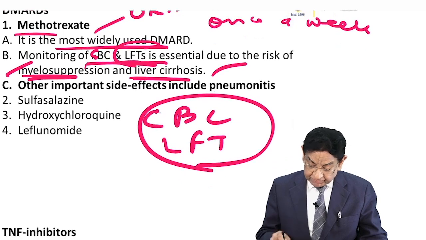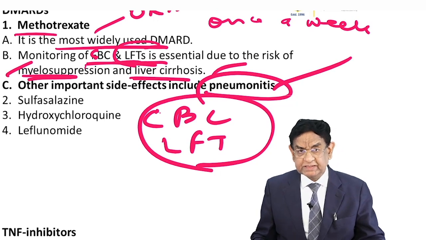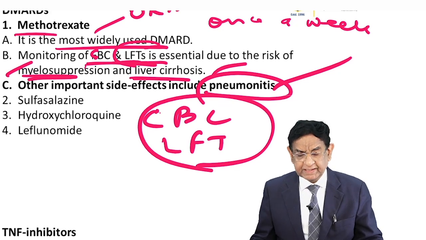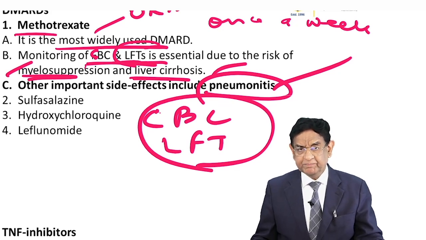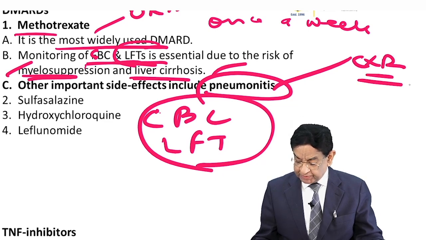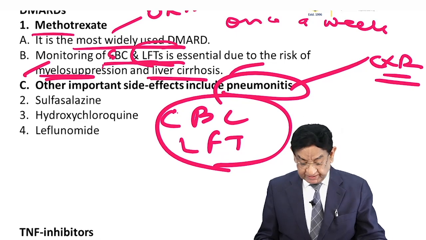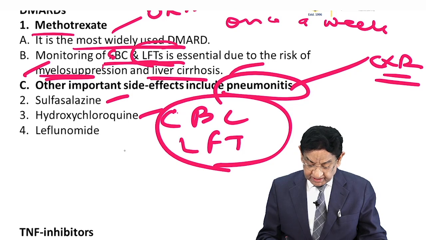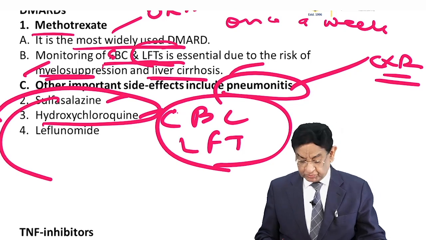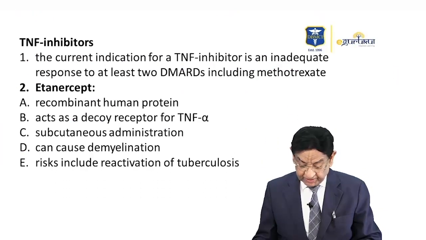Now, the other problem of this is pneumonitis. It can lead to pneumonitis, and about this, an option even came in one of the questions. Methotrexate pneumonitis is a well-known complication. So if needed, chest X-ray should be done. Now, the other drugs that we can give are sulfasalazine and hydroxychloroquine. Remember, these two are safe in pregnancy also. Leflunomide is a newer immunosuppressive drug.